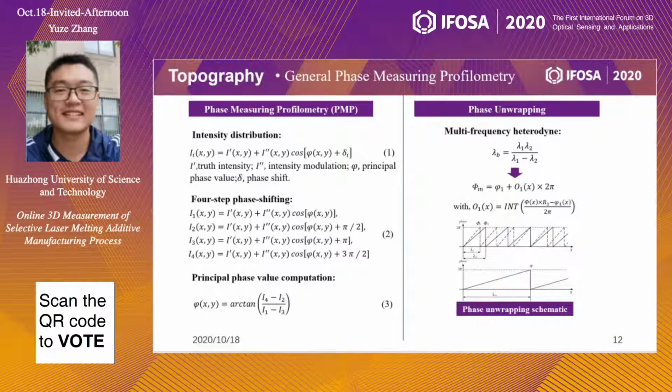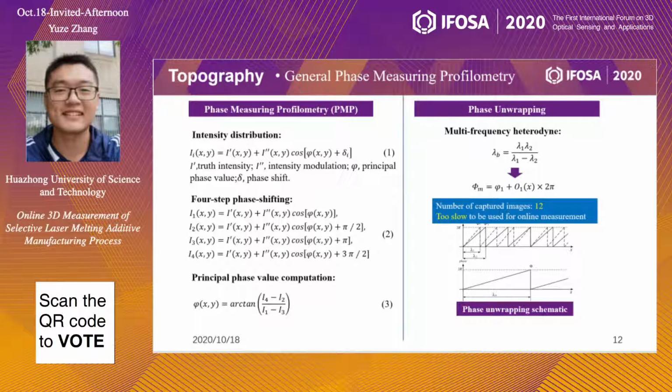PMP is a common 3D measurement method. We project a series of sinusoidal images on the surface of the components. We used the four-step phase shifting method. Then the principal phase value is solved as Formula 3. Generally, we need a phase unwrapping algorithm, but with this method, we must capture 12 images to perform accurate calculations. That's too slow to be used for online measurement.